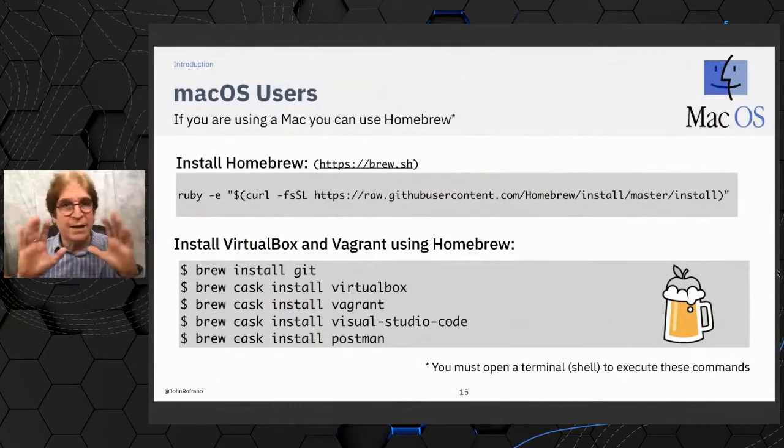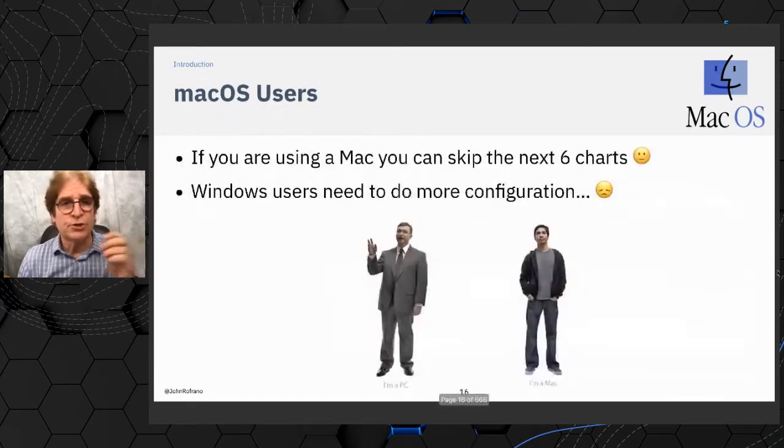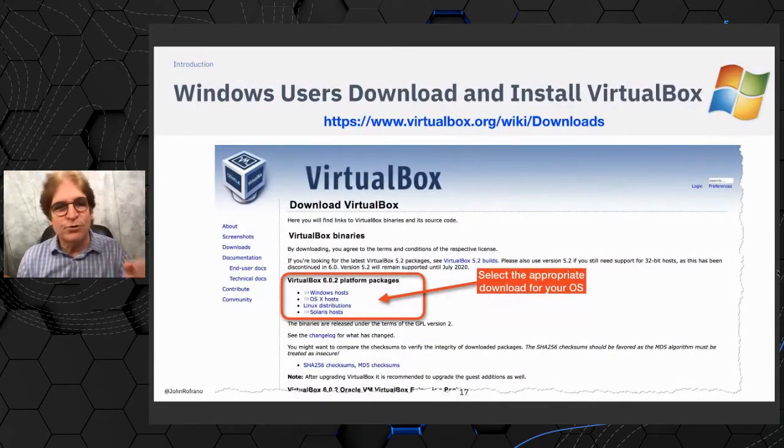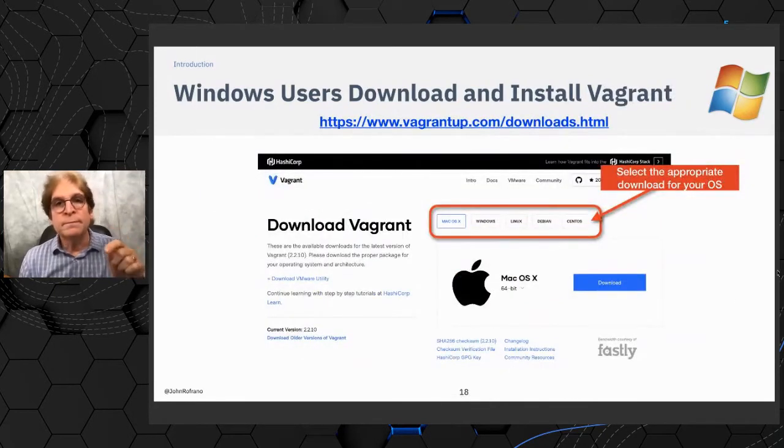I have some more charts on this. So Mac, I strongly recommend Homebrew, but if you don't want to use Homebrew, you can certainly manually install the way Windows users can. So Mac, you're done. Windows has a couple more steps to do. So go to VirtualBox, find the latest version for Windows hosts or for OS X hosts if you want to do it with Mac, and download it and install it. Then go to Vagrant. The links are in the README, and find the one for your host, download and install it.